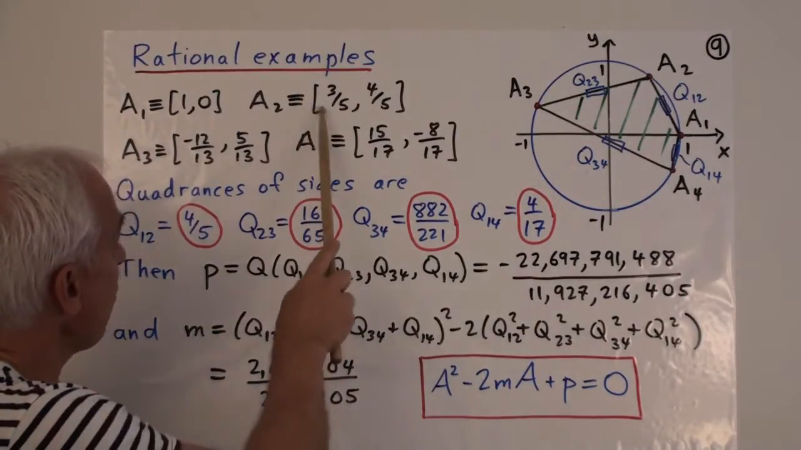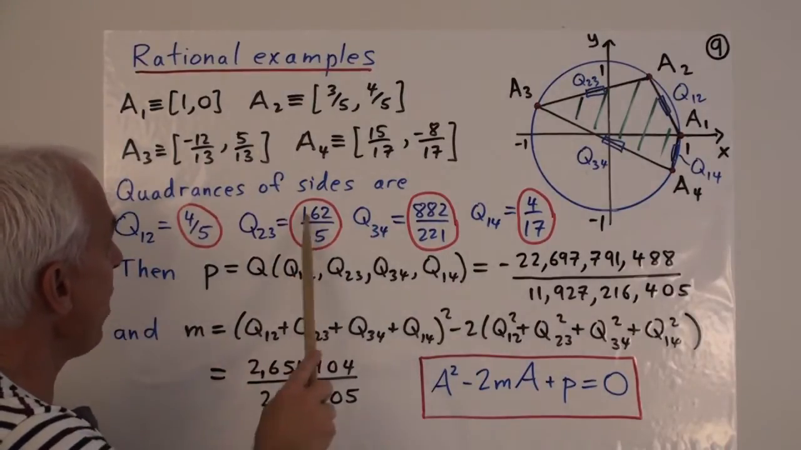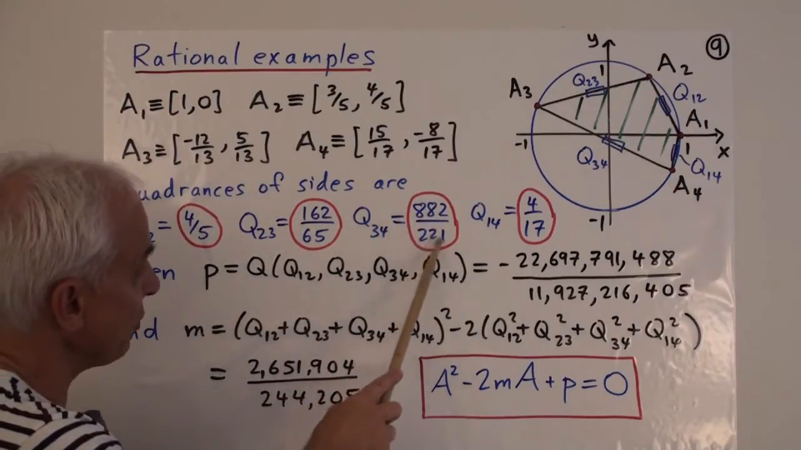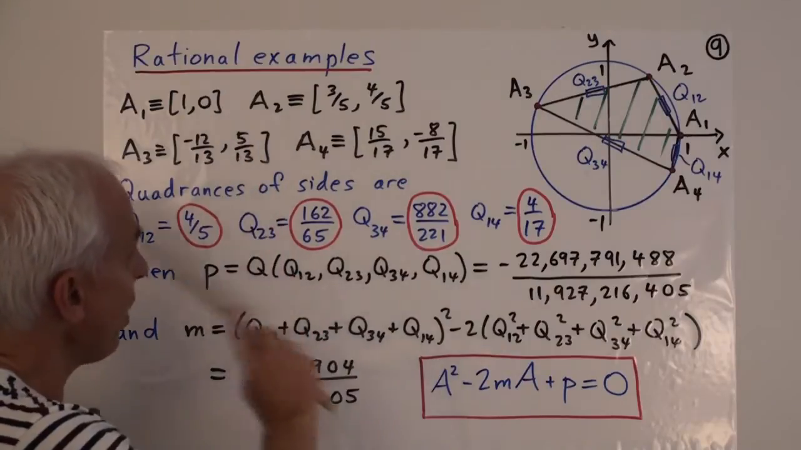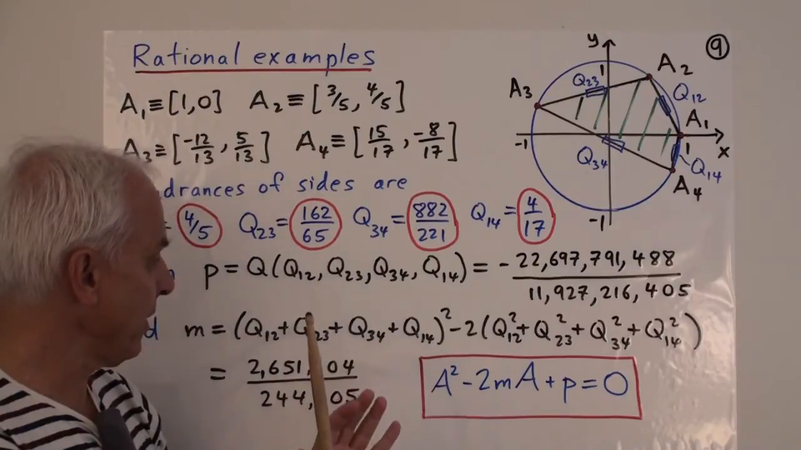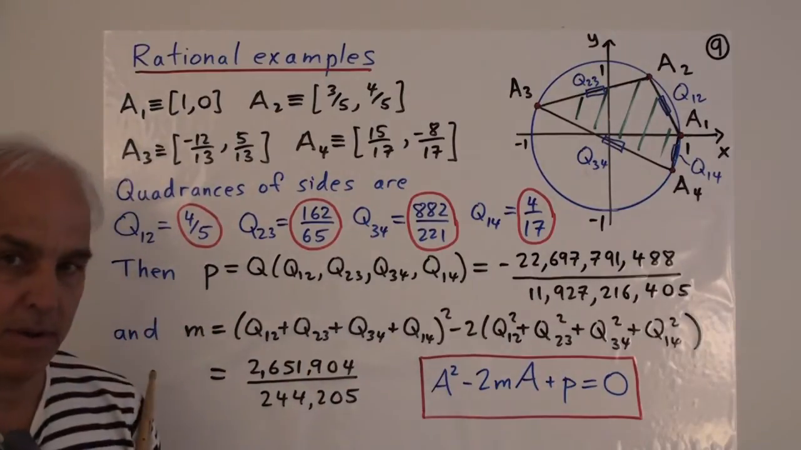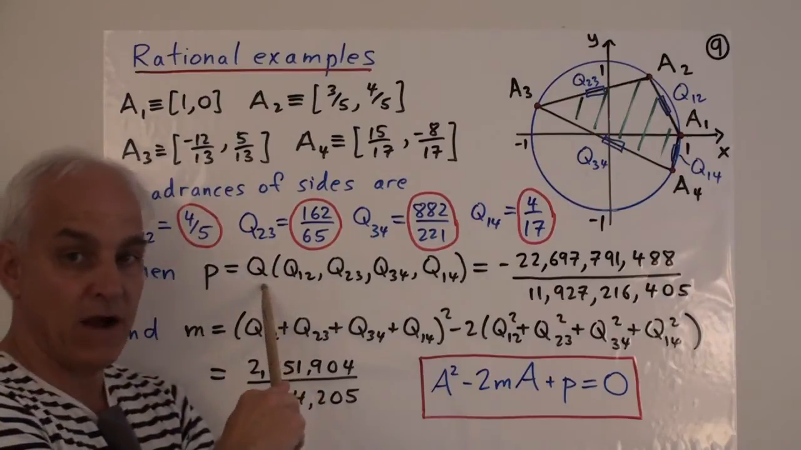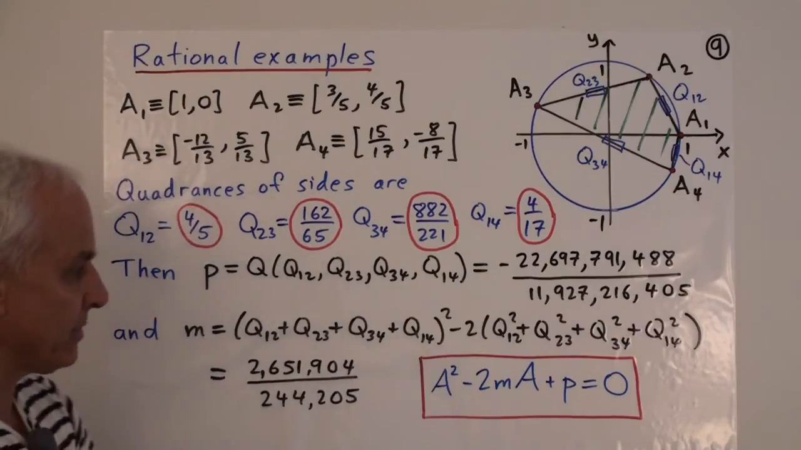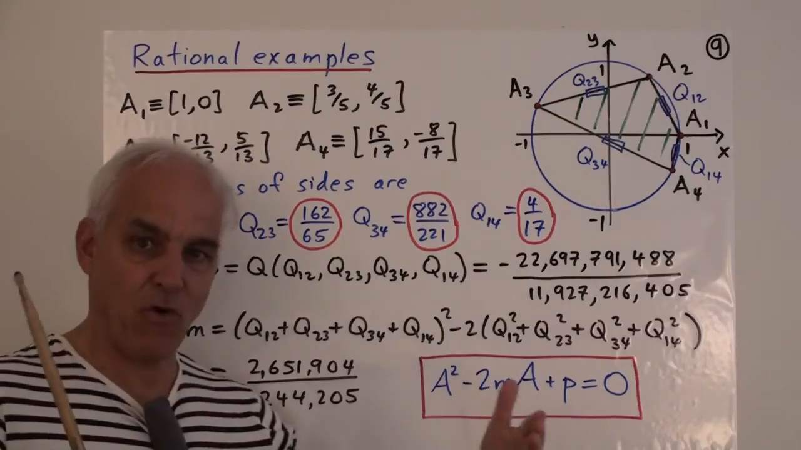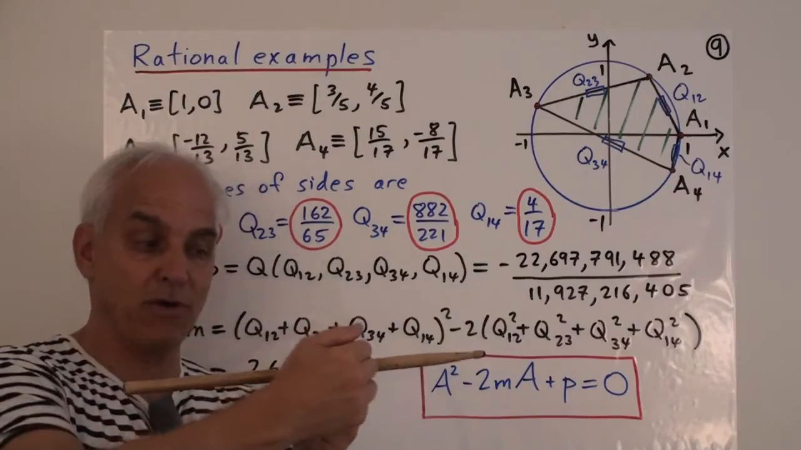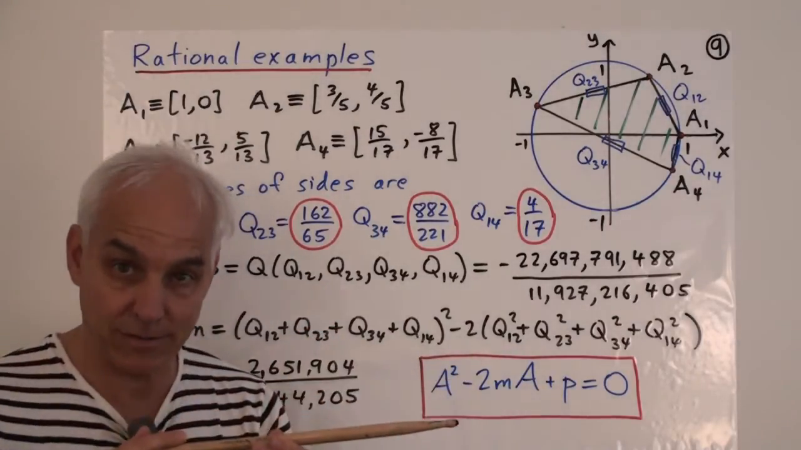And similarly, you can work out that the quadrance between these two will be 162 over 65. The quadrance between these two will be 882 over 221. And the quadrance between A4 and A1 is 4 over 17. Okay, so we've got those 4 quadrances. Now we need these two quantities, P and M. P was the quadruple quad function applied to these 4 quadrances. That was the biggest formula that we've seen that comes from the geometry of the line. It's the relationship between the quadrances of the 4 points on a line.